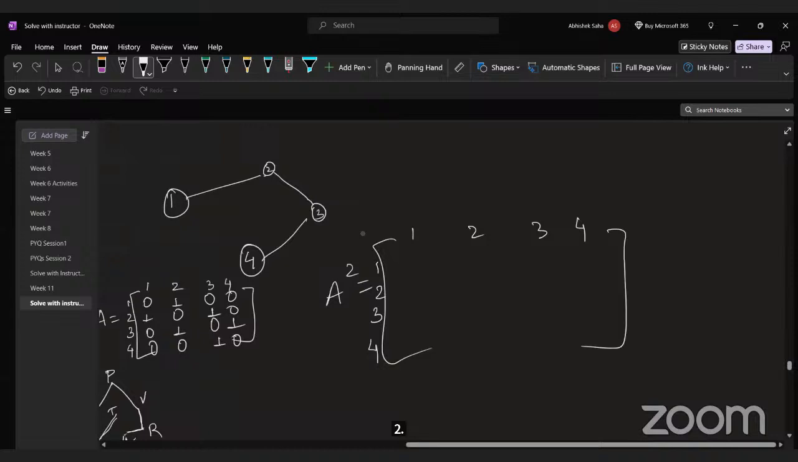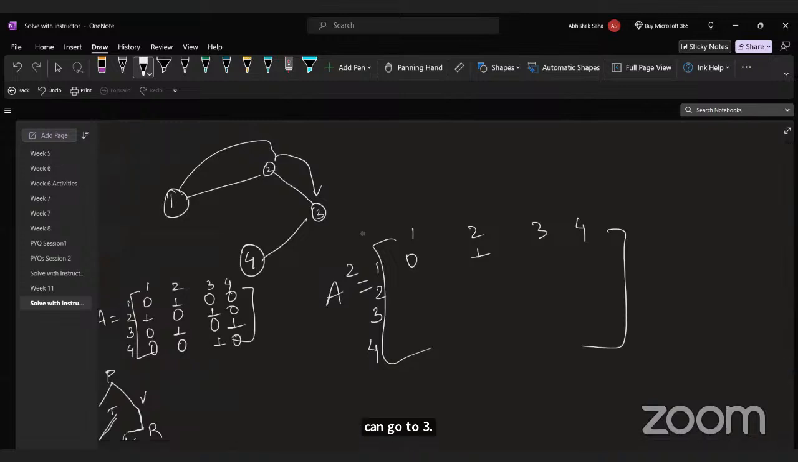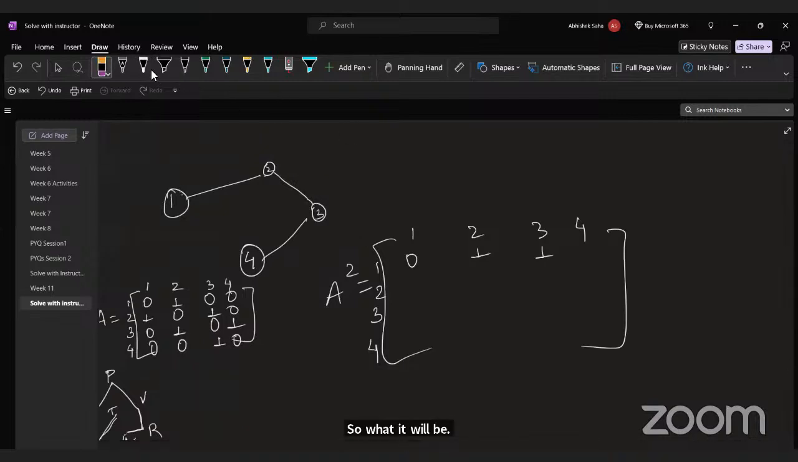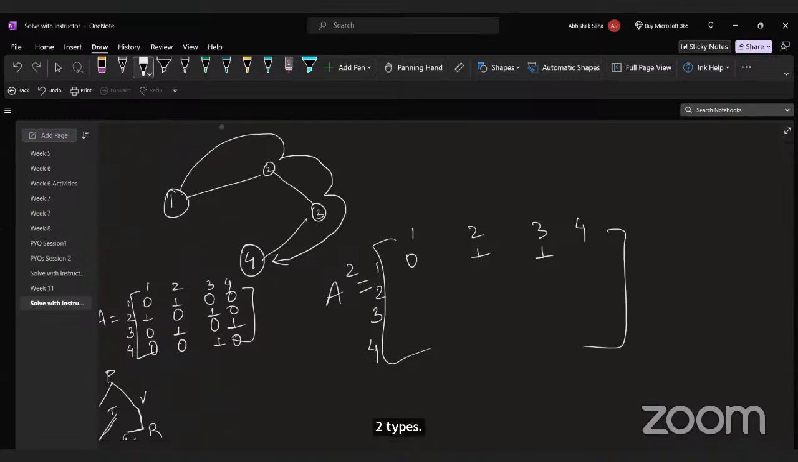A squared means there is no direct path. From 1 to 1, no direct path. From 1 to 2 there is one path, but you can go to 3 by one hop. So it will be one path. Again, you want to go to 4, but by one hop you can't go because you have to hop 2 times. That will be in A cube, so that will be 0 here.